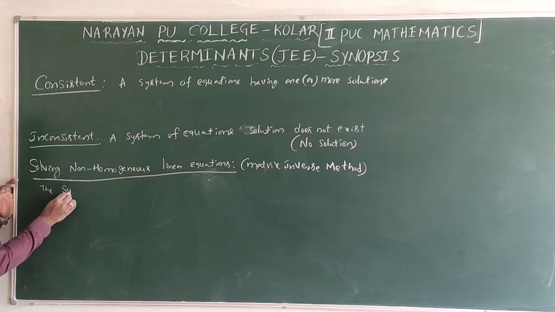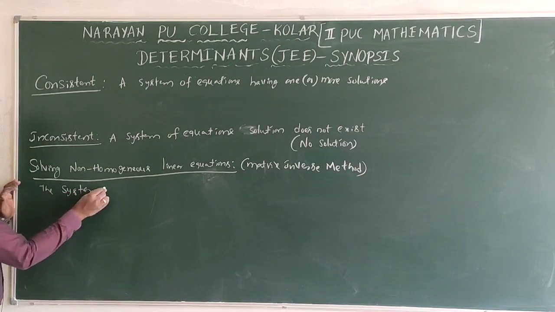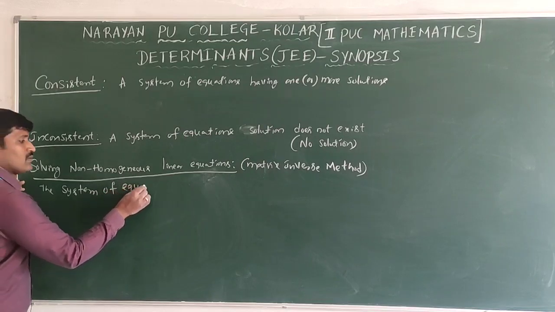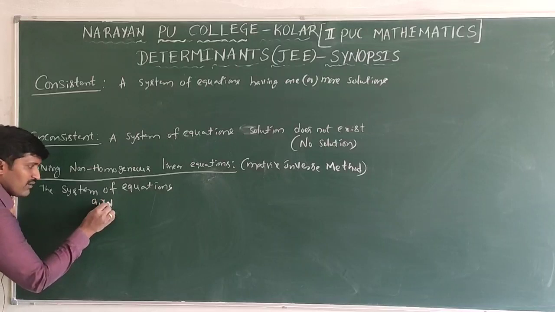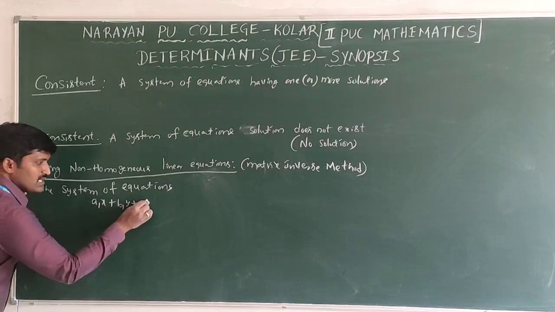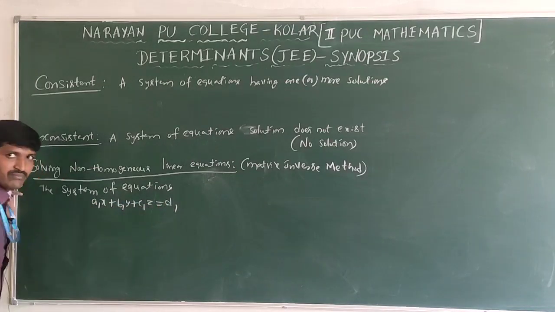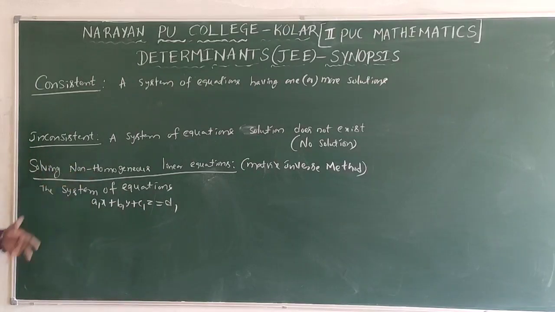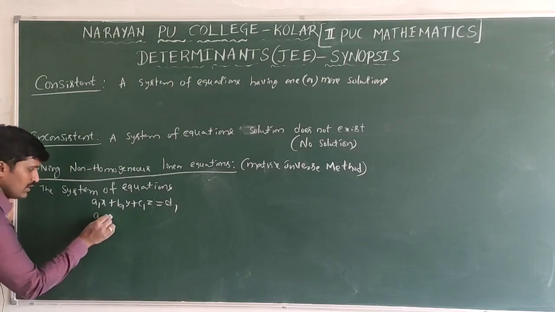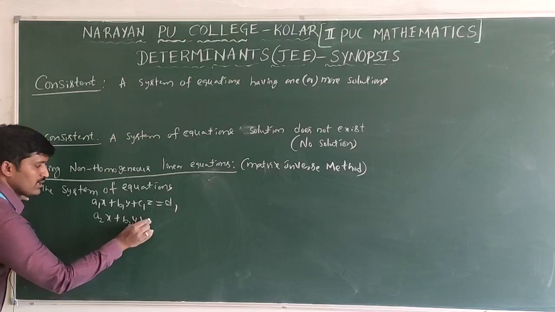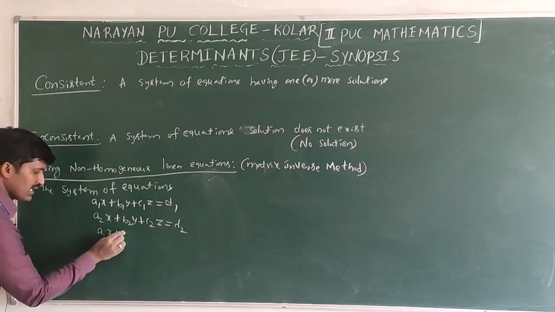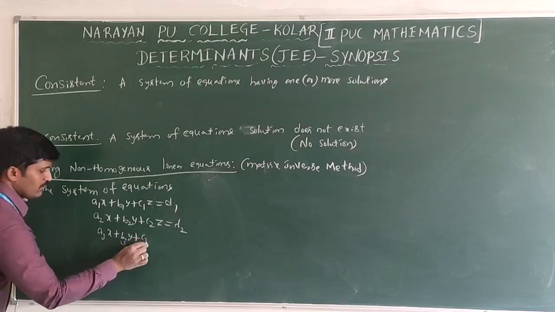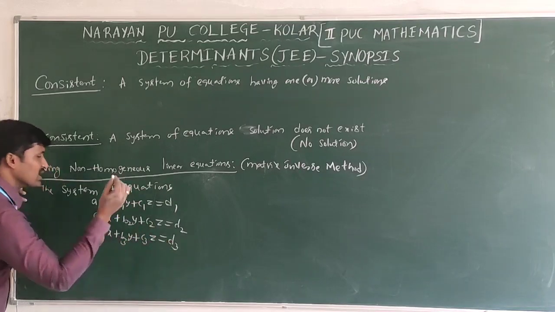The system of equations is given in this form: a1x plus b1y plus c1z equal to d1, and this is for 3 variables, it can be 2 variables also. a2x plus b2y plus c2z equal to d2. a3x plus b3y plus c3z equal to d3.